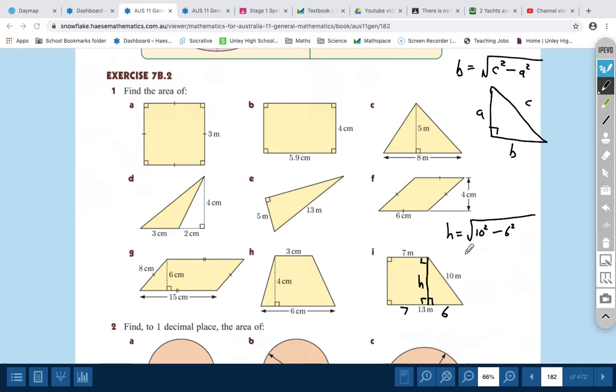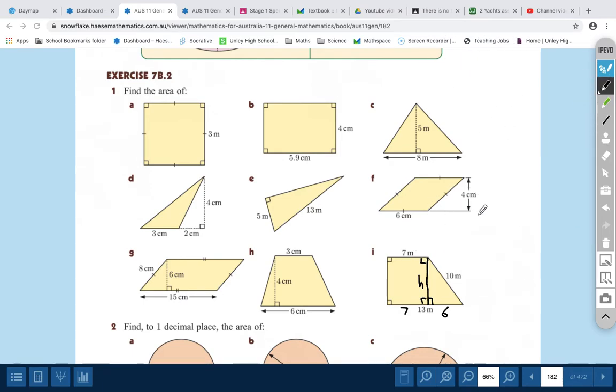So that height will be the square root of 100 minus 36. What's that? 100 minus 36 is 64. What's the square root of 64? 8. Okay? Wasn't too bad. So what we've got here, clean up some room, it's getting messy. We've got a height that equals 8.